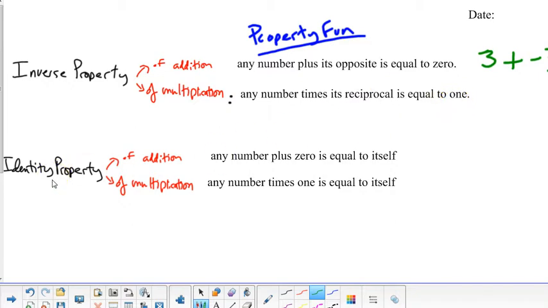The other property, very similar, and kind of related, is the identity property. The identity property of addition says that any number plus 0 is equal to itself, and for multiplication, any number times 1 is equal to itself. So 0 is a main feature in both the inverse and identity properties for addition. The inverse says any number and its opposite is equal to 0, and identity says any number plus 0 is equal to itself. For multiplication, the main feature in both of these is 1: times 1 to equal itself for the identity, or any number times its reciprocal or inverse is equal to 1.